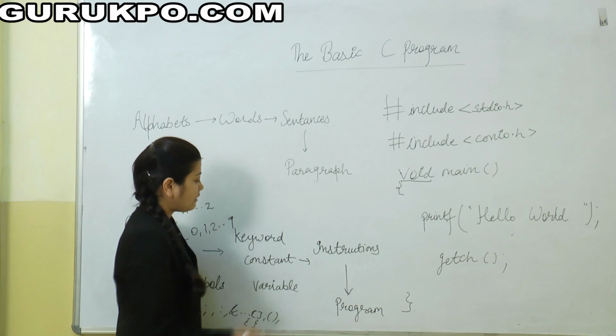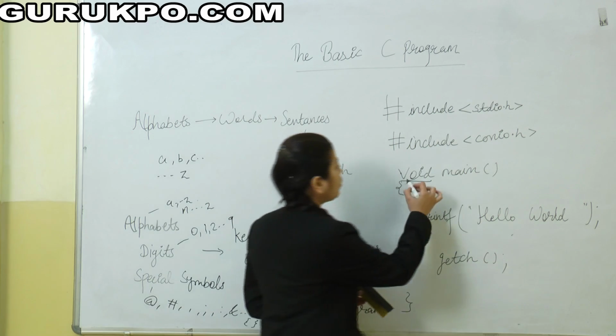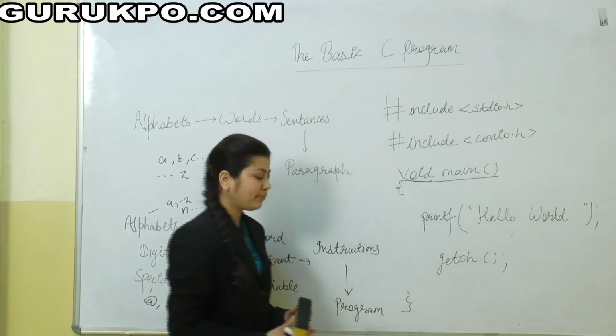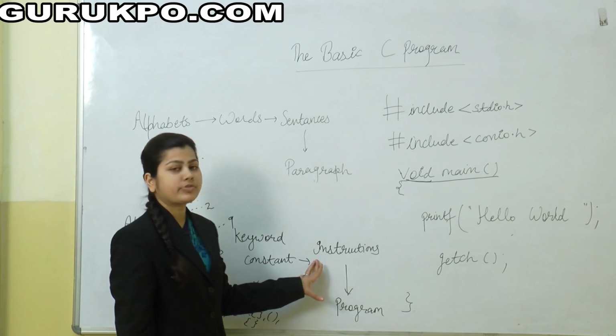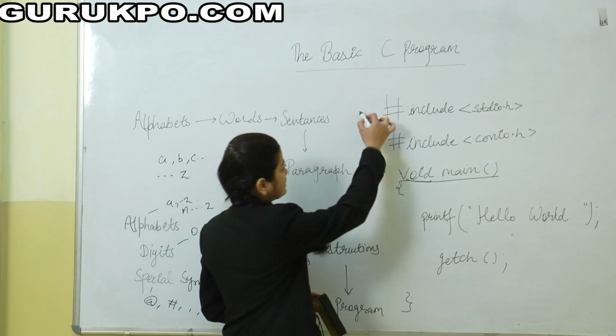The combination of keywords, constants and variables makes the instructions. For example, a whole line is an instruction of the program, and the set of instructions is called the program. So let's start with the program.